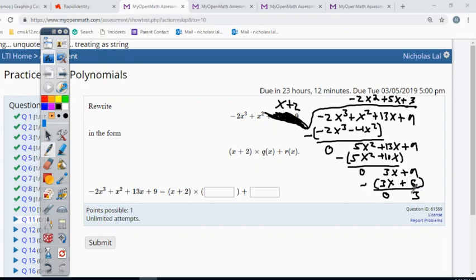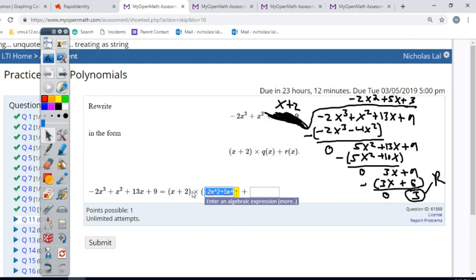At this point, 3 is our remainder because 3 cannot divide into x, because 3 is degree 0 and x is degree 1. And our quotient is negative 2x squared plus 5x plus 3. So let's put in our quotient. Negative 2x squared plus 5x plus 3.